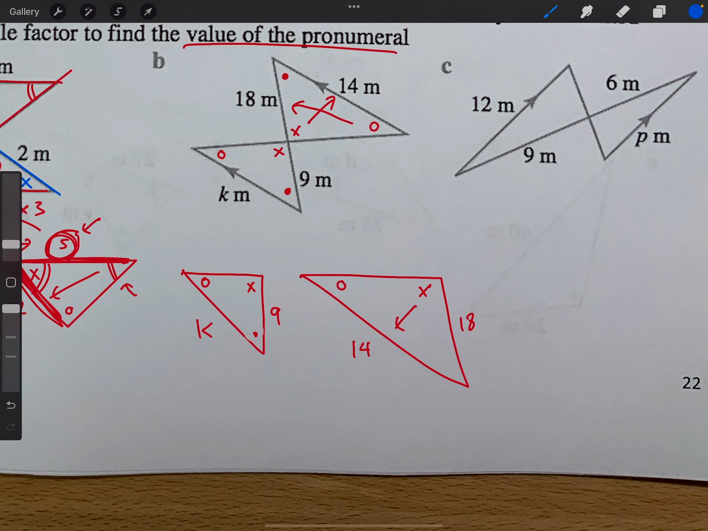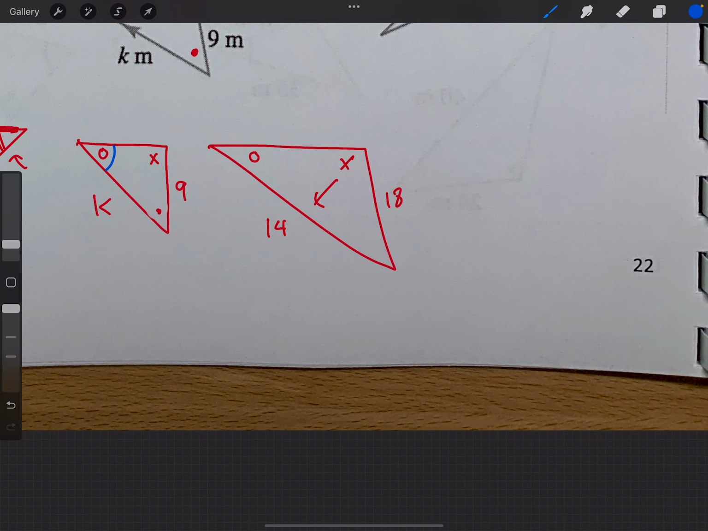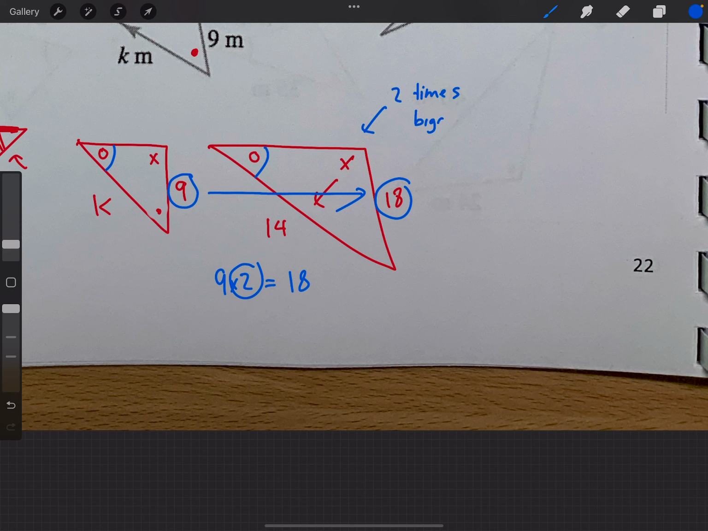Now that they're drawn to be matching angles, this angle matches this one and so on and so forth. We can see that 9 is matching the 18. Now the 9 has been multiplied by a certain number, obviously it's 2. 9 times 2 equals 18. That means that this triangle here is 2 times bigger than the triangle on the left. Okay, there's a factor of 2.